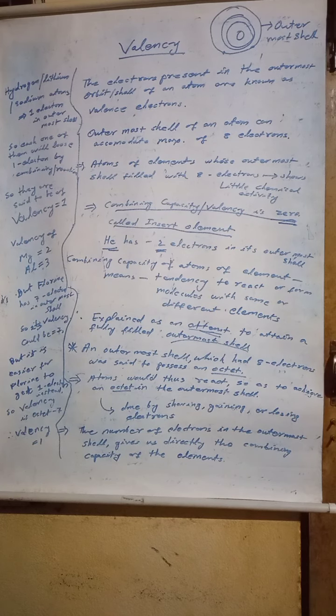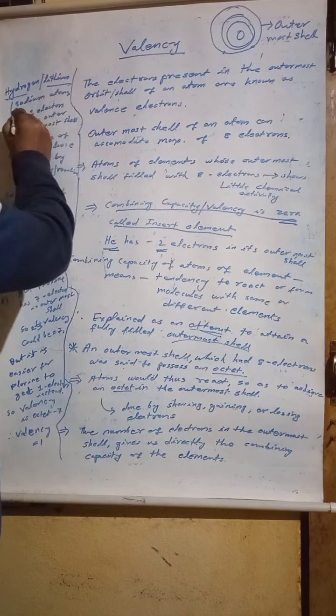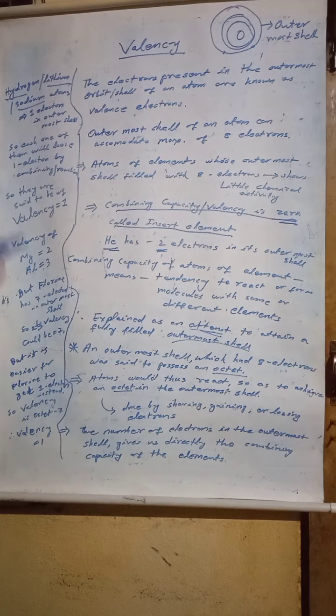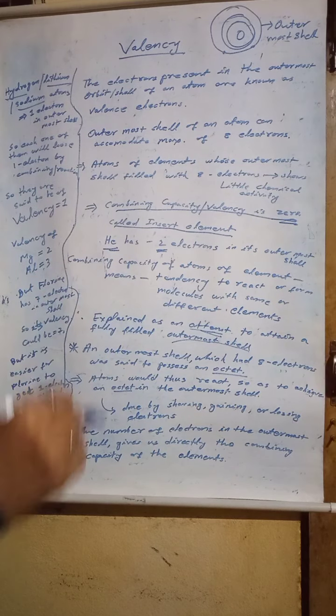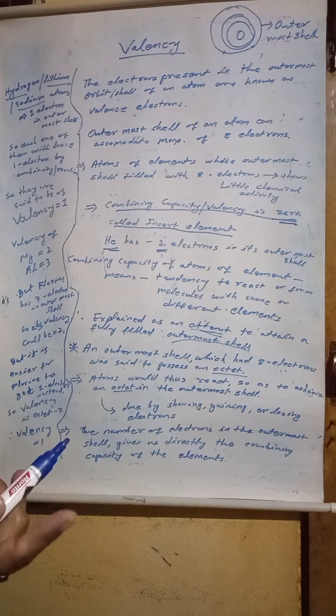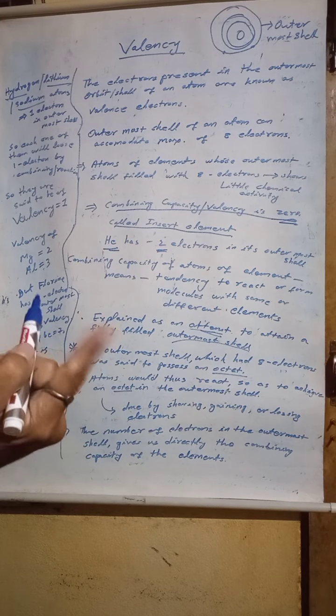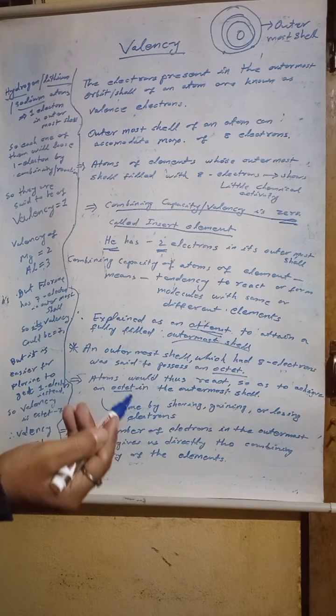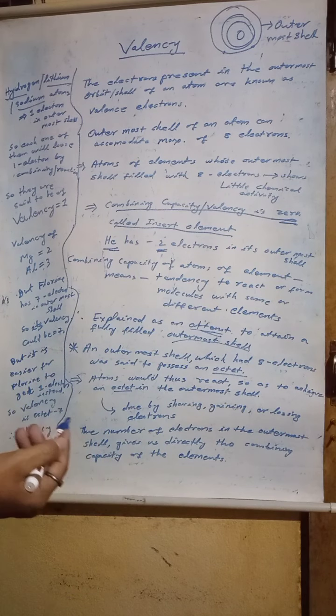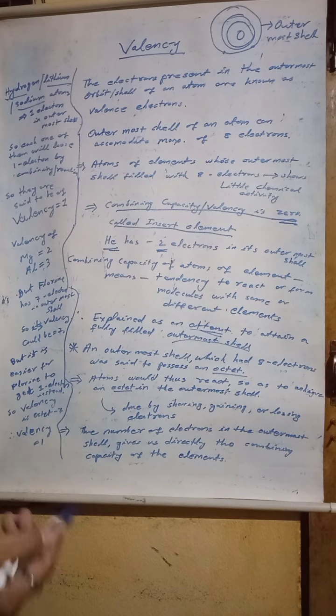So hydrogen, lithium or sodium atoms have 1 electron in the outermost shell. So what is the valency? 1. Each one of them will lose 1 electron when they combine, because the outermost shell has only 1 electron. They will lose 1 electron by combining or reacting, so they are said to have a valency of 1.